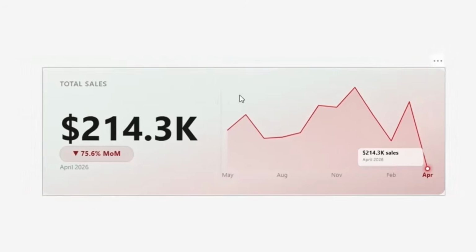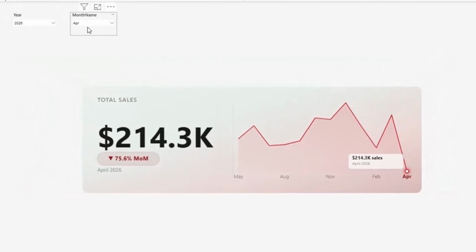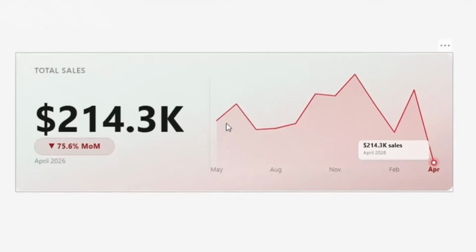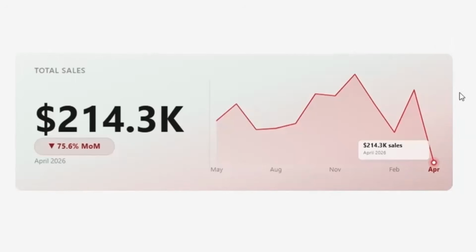So as you can see, it's showing the 2026 year April month sales, and it's showing the month over month, and then it's showing the last 12 months trend, highlighting the current month sales. And if you notice, it's showing the gradient gray and red background. So this soft red gradient background here shows the sales is lower than the previous month.